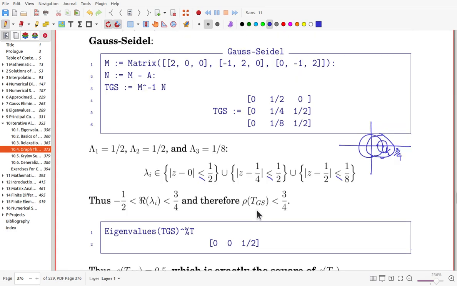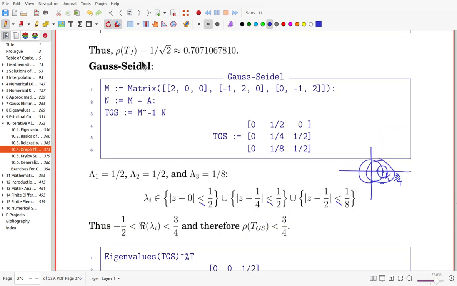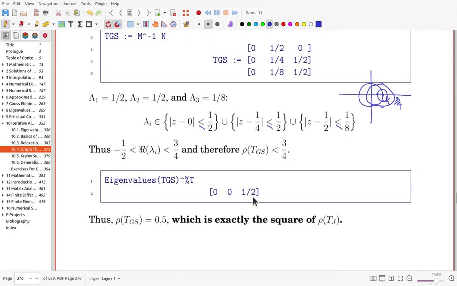Okay, let's go back to this one. The spectral radius of the Jacobi iteration matrix is 1 over square root of 2. So the error reduction rate is around here. If you do 2 iterations, then its square is 1/2. And that is exactly this value. So in theory, it's known that Gauss-Seidel iteration is twice as fast as the Jacobi iteration.